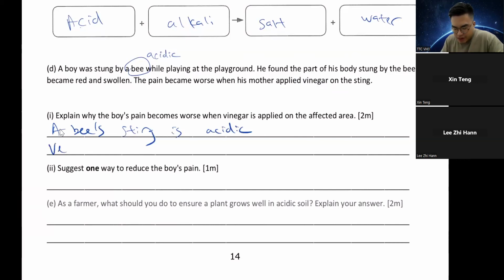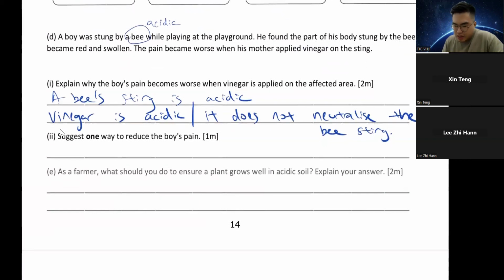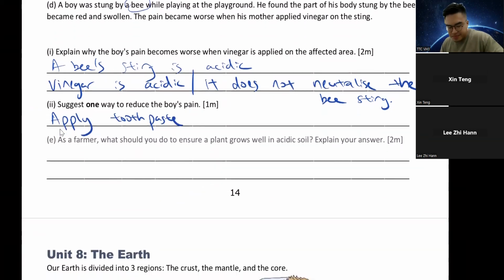So vinegar is acidic. Or you can say it does not neutralize the bee sting. It doesn't neutralize the bee sting. So suggest one way to reduce the boy's pain. She should apply toothpaste. When you put alkali, then it should feel better.